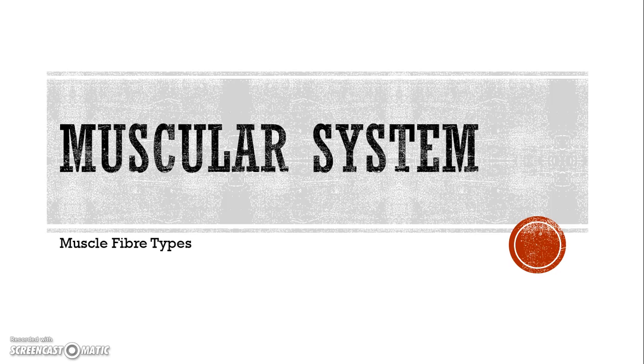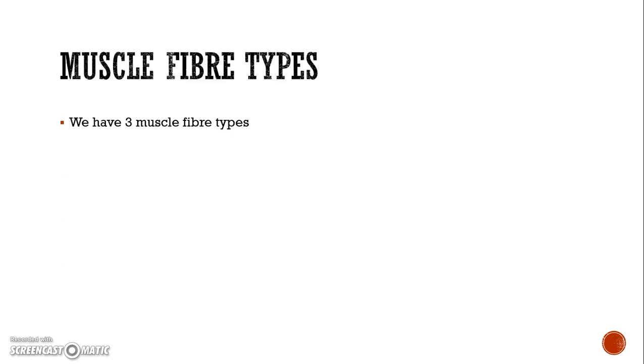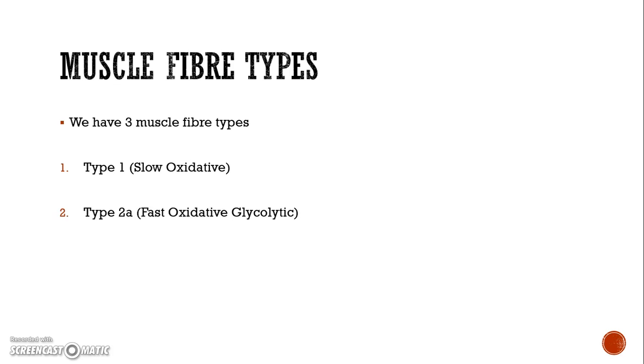So this is the second of your video lectures on the muscular system, and we're going to look at muscle fiber types this time. Okay, so there's three muscle fiber types in the body. You've got type 1, which is also known as the slow oxidative muscle fiber. You've got type 2A, which is fast oxidative glycolytic, and then you've got type 2B, which is fast glycolytic.